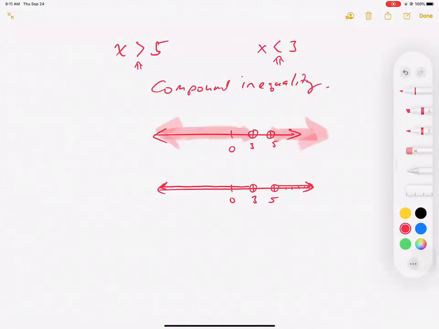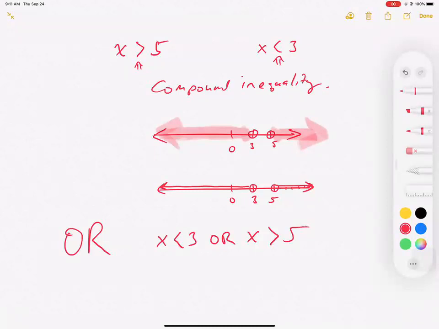So let me change this a little bit. Imagine if I asked you an age question. Can you be older than 5 and younger than 3 at the same time? You can't, right? So this type of compound inequality is called an OR. I want answers that are less than 3 or x is greater than 5.